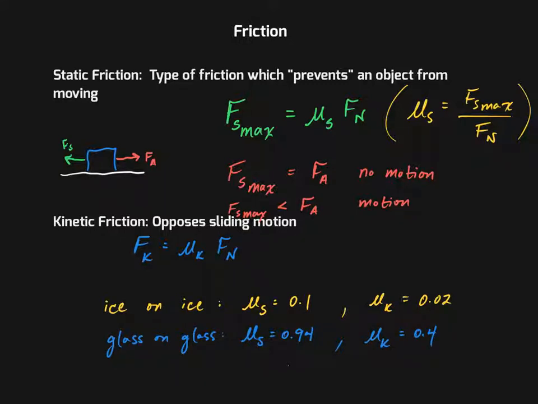So again, notice that our coefficient of static friction is typically greater than our coefficient of kinetic friction. And I just want you to think about this from maybe past experiences. Let's say that you're trying to push a big heavy box. Well, it typically takes more effort for you to get that box moving than it does to keep that box moving. And that is because of these different coefficients of friction, okay?